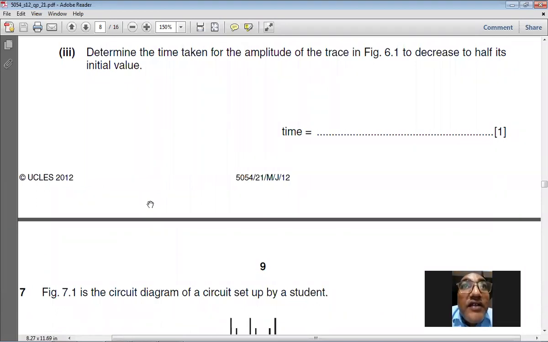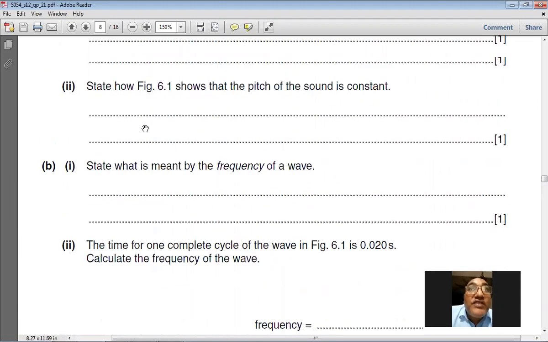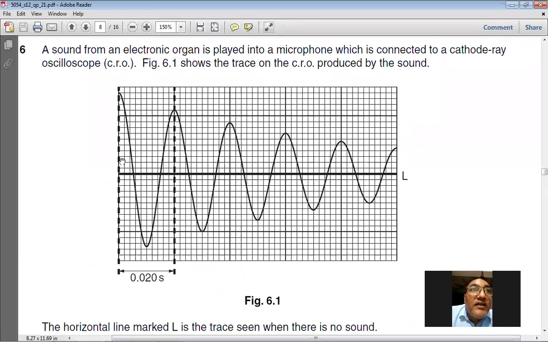Determine the time taken for the amplitude of the trace in figure 6.1 to decrease to half of its initial value. Let's go back to that trace. So here, look at here. It's 10, 11, 12, 13, 14. So here the amplitude is 14 small squares. So half of this amplitude will be 7 small squares. 1, 2, 3, 4, 5, 6, 7.